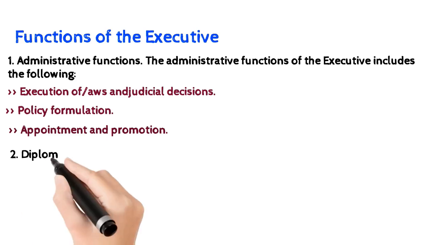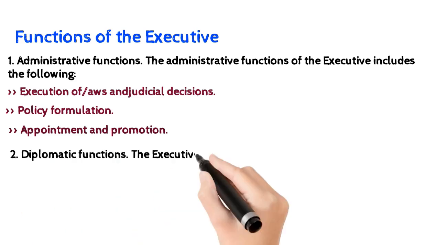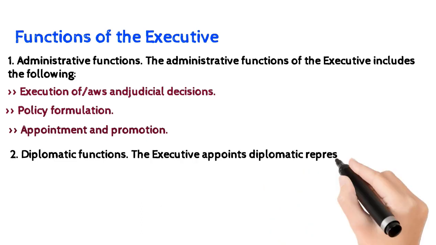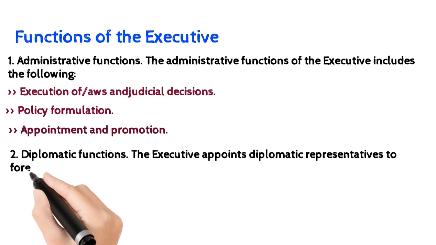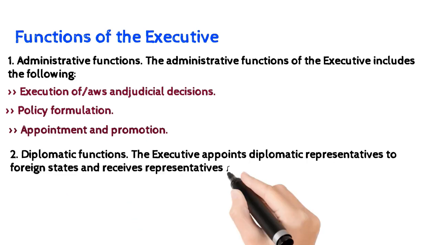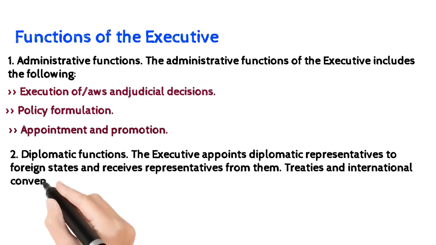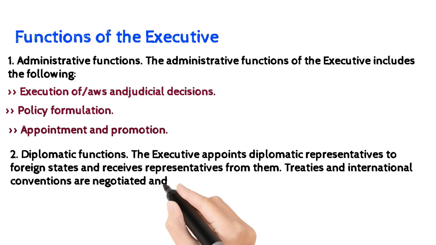Under the diplomatic functions, the executive appoints diplomatic representatives to foreign states and receives representatives from them. Treaties and international conventions are negotiated and concluded by the executive.